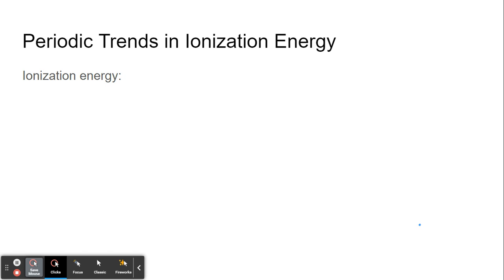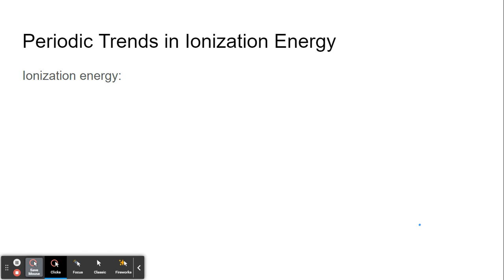The first ionization energy is how much it takes to remove the first electron. The second ionization energy is how much energy it takes to remove the second electron, and the third, and so on. And when you think about these trends, remember that in general, ionization energy decreases as you go down a group. It takes less energy to remove electrons that are farther away from the positive attraction of the nucleus. As you add shells, the ionization energy decreases.